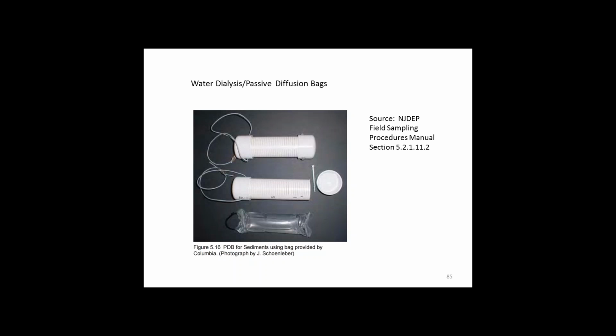The water dialysis or passive diffusion bag is simply a water permeable membrane. It's filled with deionized or distilled water and sealed, placed in a protective container, which in this case is a slotted piece of PVC, and then embedded in the sediment. It's later retrieved and the bag sent to the lab where the bagged water is sampled and analyzed.